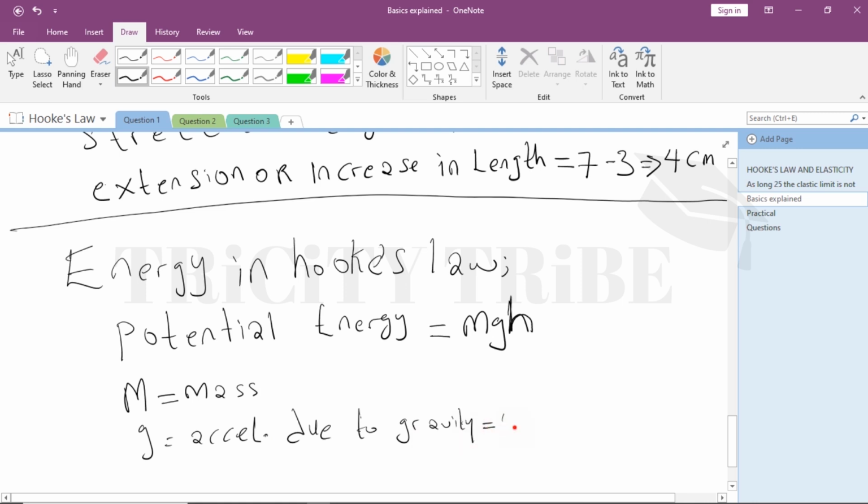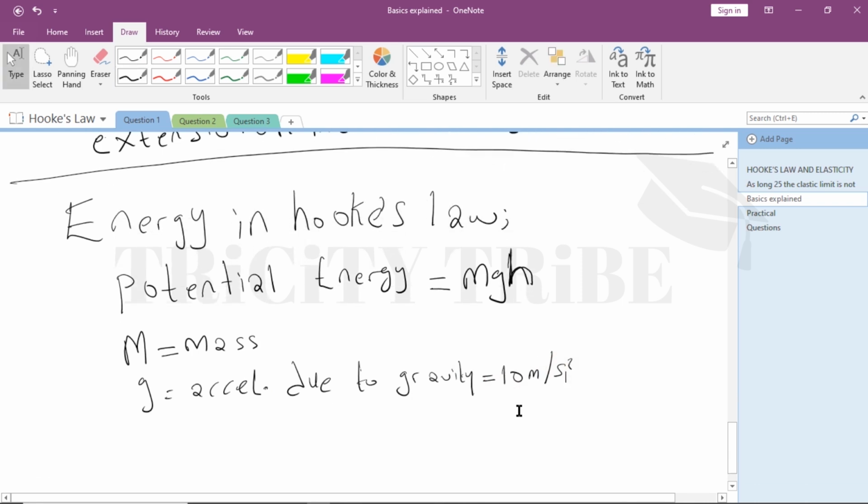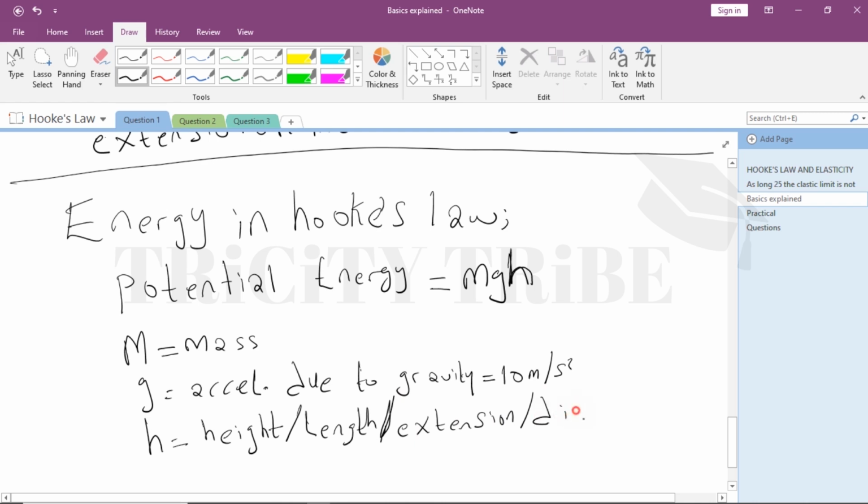Which is always what? 10. Alright, 10 meters per second. Then your h is your height, or you can say your length, or you can say your extension, or you can use what? Distance. So it depends on the question. Alright.